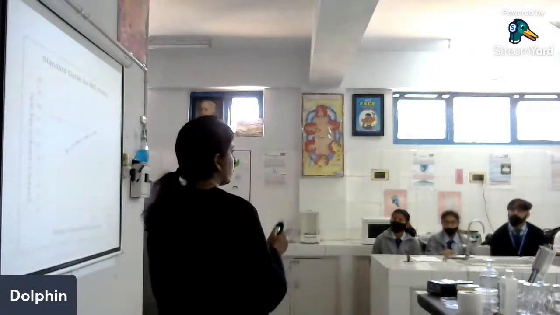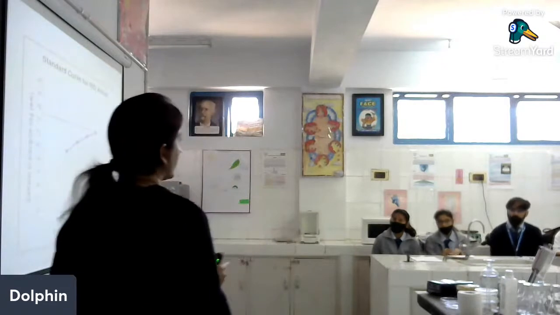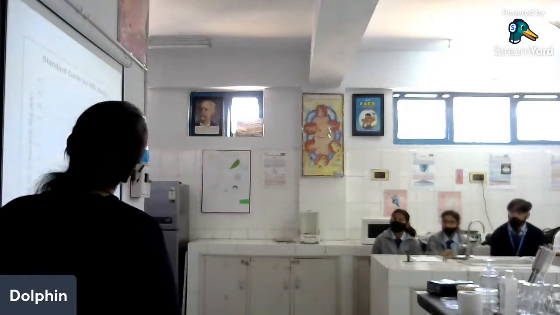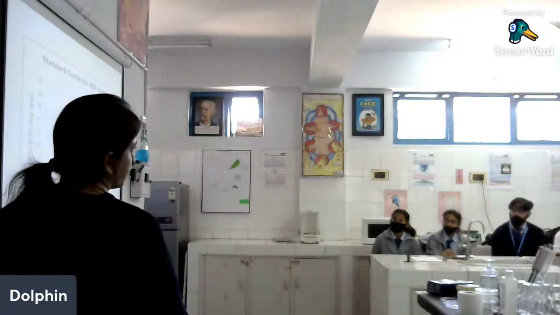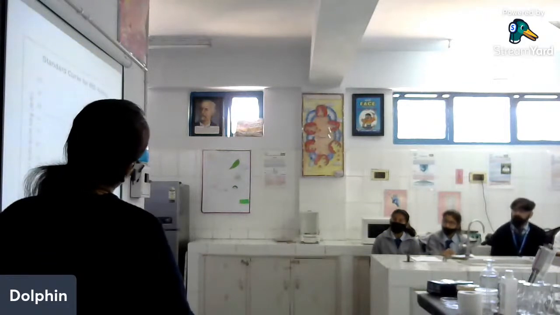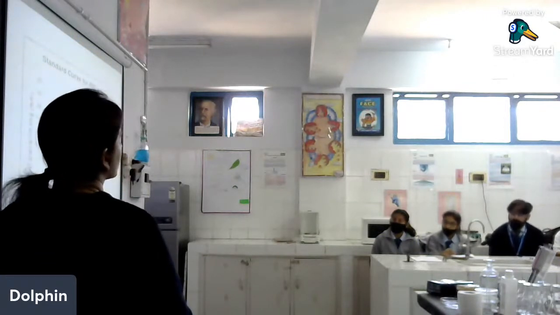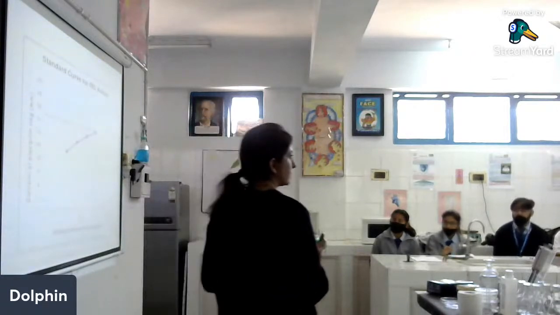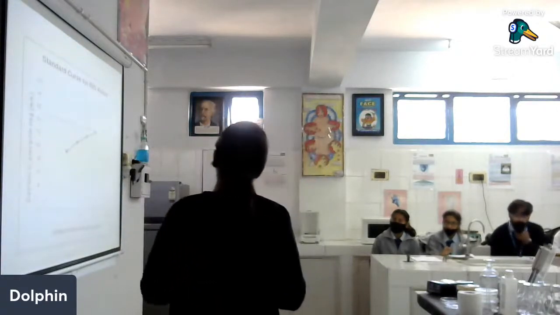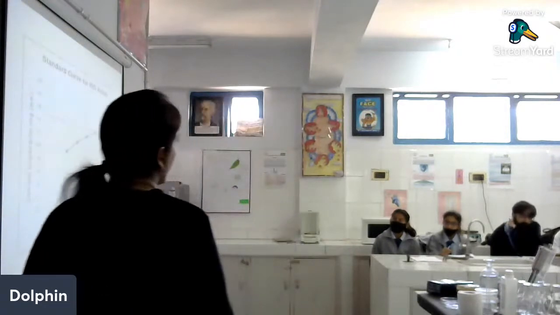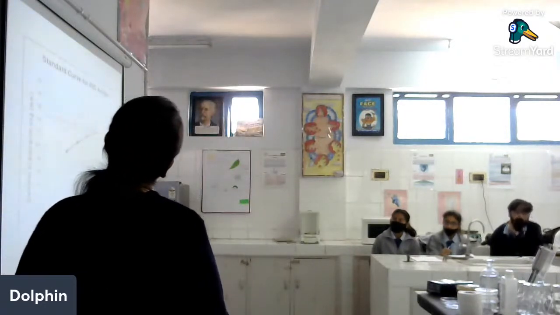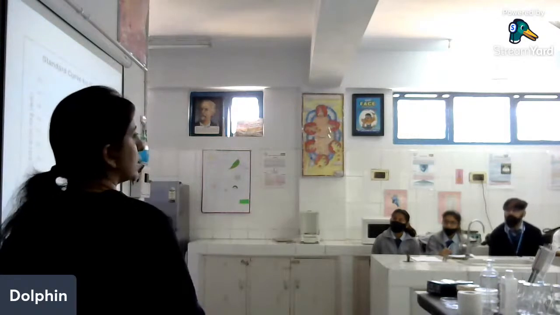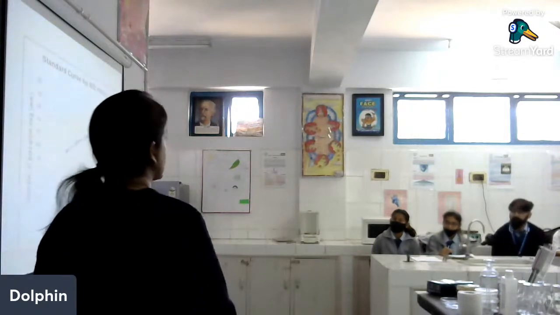Unknown sample will also give you a ring. You measure the diameter of that ring. You plot that on the standard curve. You extrapolate it to the x-axis and you get the concentration of the unknown sample. So it's basically a quantitative test. You should have a standard curve, and from the standard curve you can find out the concentration of the unknown sample.